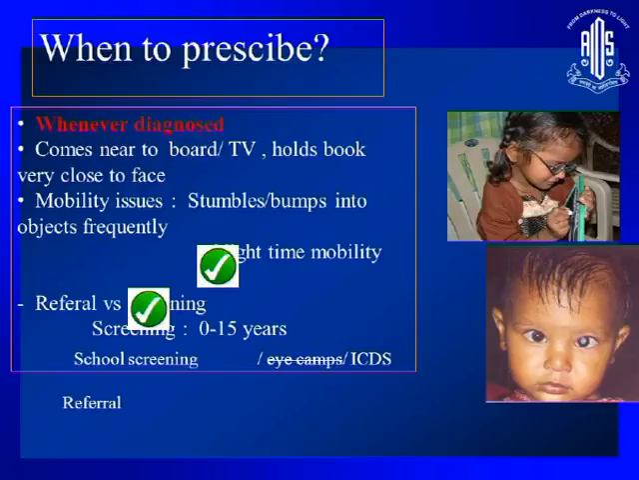So when we see a child coming near to the board and then holding the book very close, suppose there are other mobility issues, then these are the times that we have to look whether we have to prescribe some low vision devices, because the children usually have a very good accommodative reserve. But before prescribing a device, we have to think about that also. And then children learn by imitation.